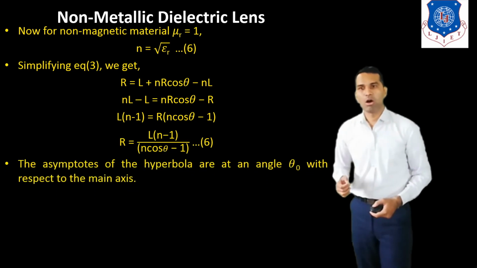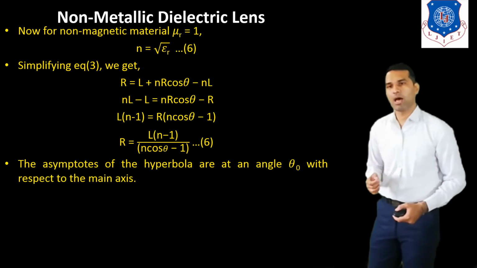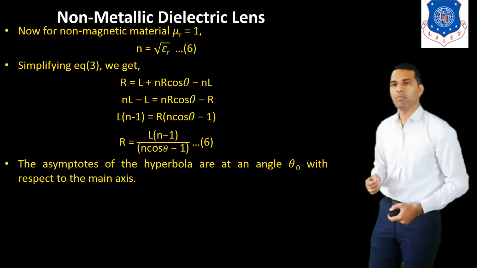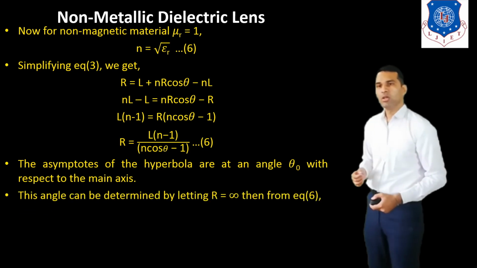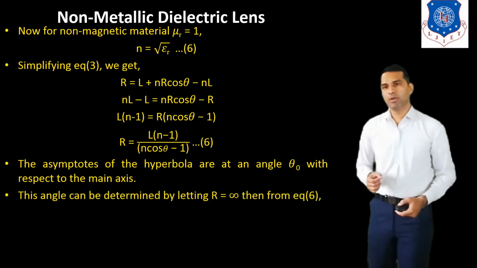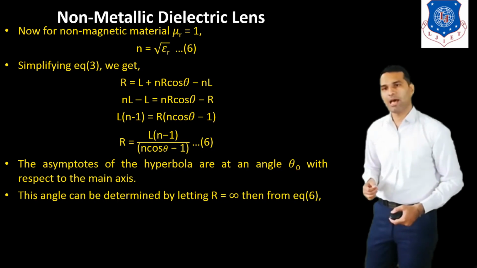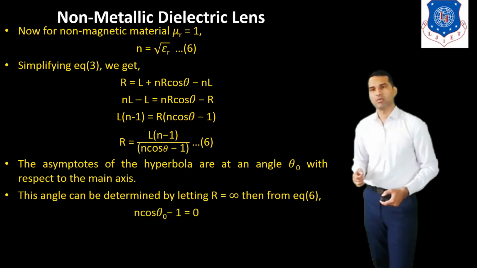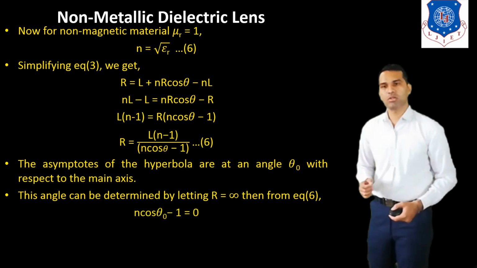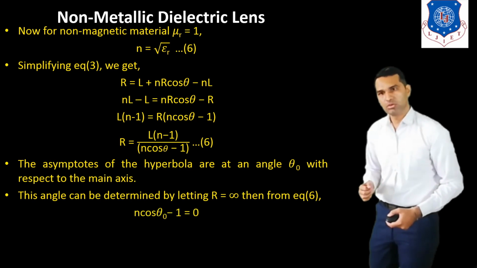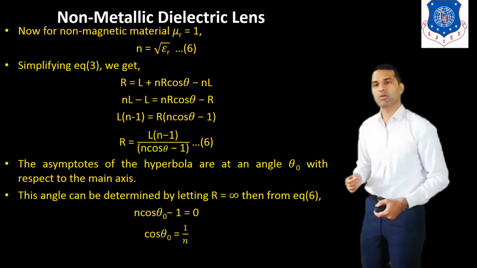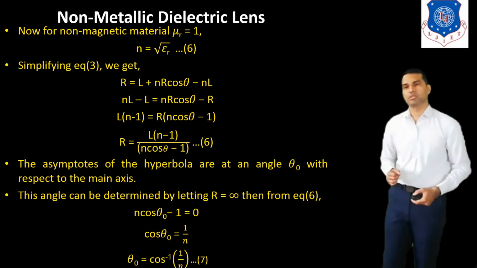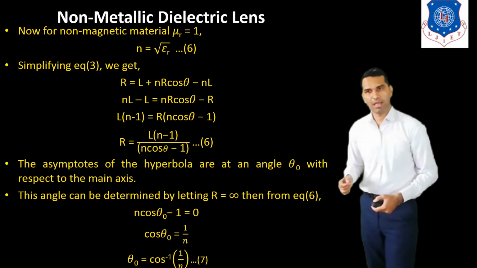The asymptotes of the hyperbola are at the angle theta 0 with respect to the main axis. This angle can be determined by letting R is equal to infinity. Then from equation number 6, we can write N cos theta 0 minus 1 is equal to 0. So we can write cos theta 0 is equal to 1 upon N. So we get theta 0 is equal to cos inverse of 1 upon N.